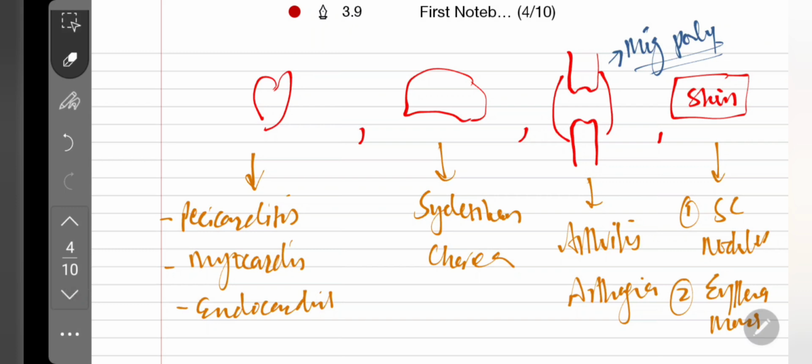Which tissues are involved? It's the heart, the CNS, it could be the joints, it could be the skin. They all could be involved, or either of them could be involved. So let's discuss one by one and what symptoms they are producing. If the heart is involved, it could involve the pericardium, the myocardium, or the endocardium, or all three. So it could be pericarditis, myocarditis, or endocarditis, and it could be pancarditis.